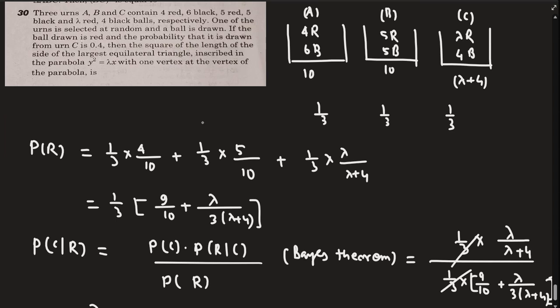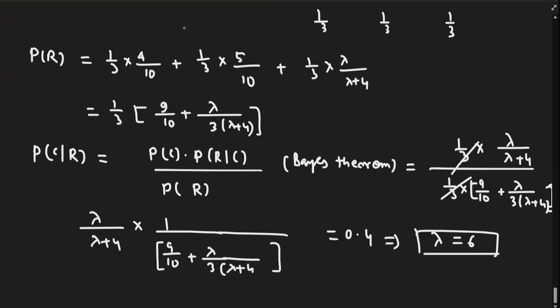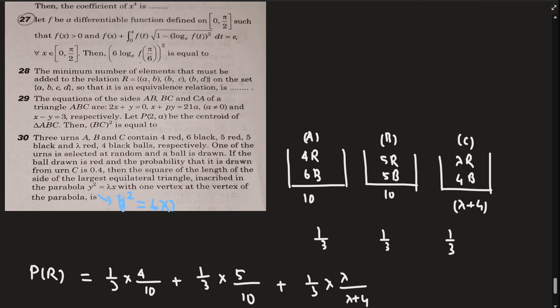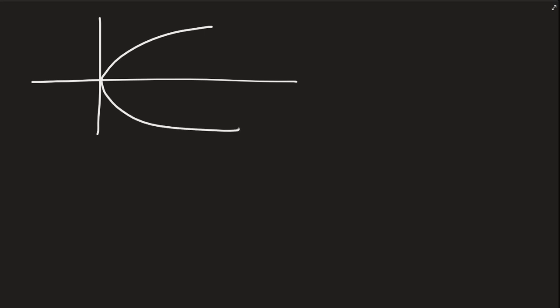The question says: the square of the length of the side of the largest equilateral triangle inscribed in the parabola. So now your parabola is known here. It is y square equals lambda times x, that is y square equals 6x. So this is our parabola, a right-handed parabola. Its equation is y square equal to 6x.